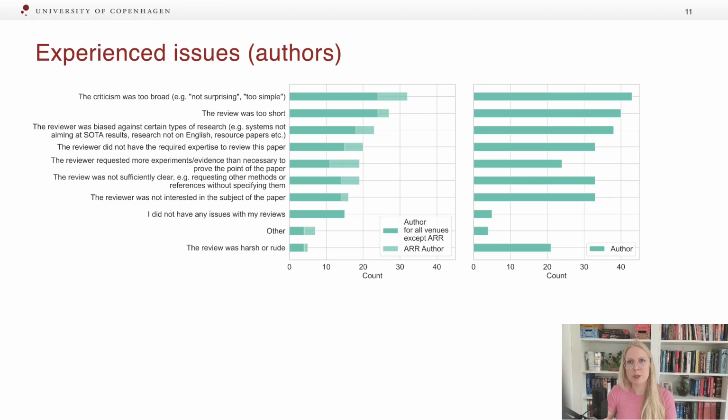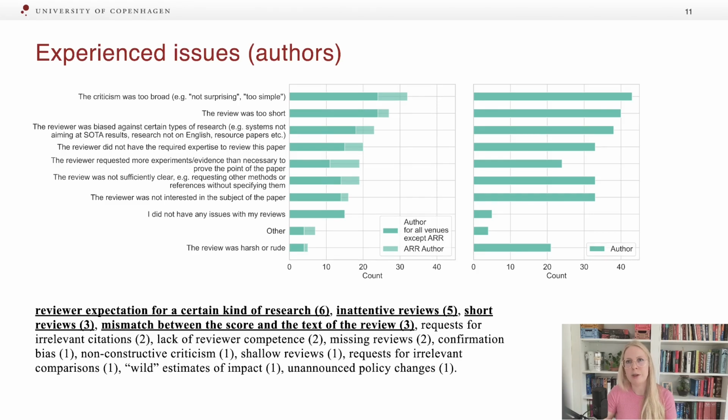And authors especially report issues with too broad criticism. And in open-ended responses, they describe issues with reviewers expecting certain kinds of research, which is aligned with many authors also reporting experience with bias against certain types of research in the closed-ended responses. And they further indicate inattentive reviews, short reviews, and a mismatch between the score and the text of the review.